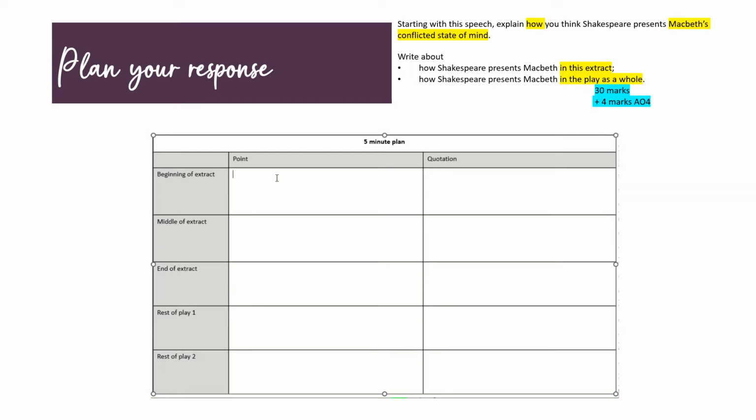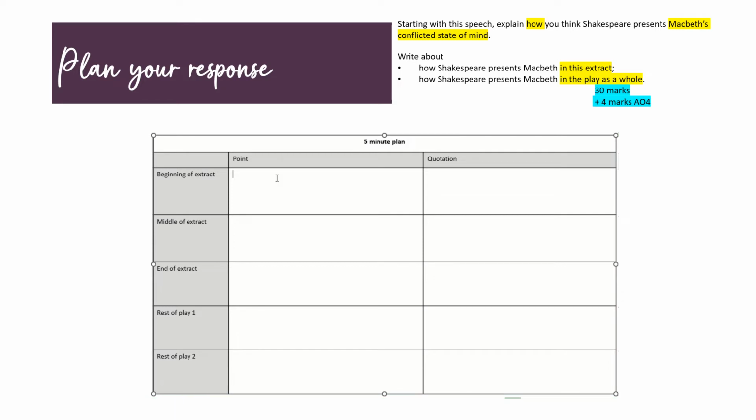And I've divided my paragraphs into 5. So I'm going to look at the beginning of the extract, the middle of the extract, the end of the extract, and then 2 ideas from the rest of the play. What I'm not going to do is worry about ideas in the extract if I don't understand them. I'm going to focus in on what I remember and what I do understand.